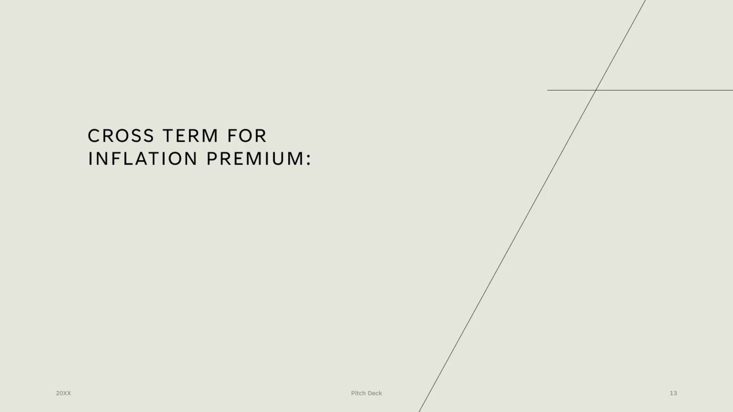Again, the cross term for inflation premium is as follows. R is equal to R star plus IP plus quantity R star times IP. The last term is what we call the cross term.